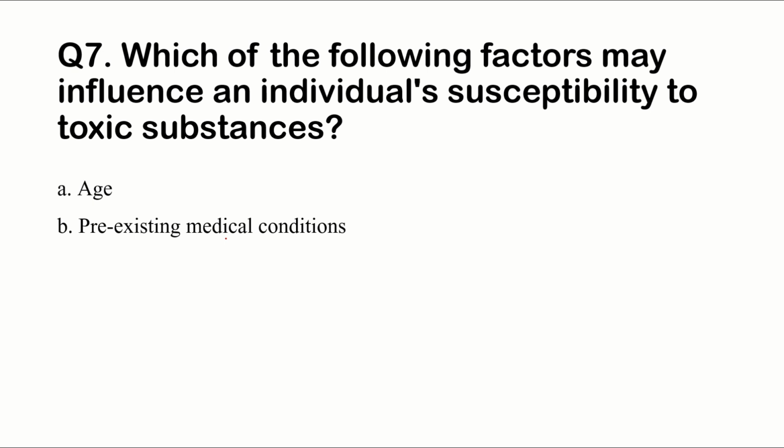Sorry, first option is A, age. Second option is B, pre-existing medical condition. C, nutritional status, and option D, all of the above. So yes, as we know, age also affects the susceptibility to toxic substances, pre-existing medical condition affects it, and nutritional status also influences it. So overall, the right answer is option D.